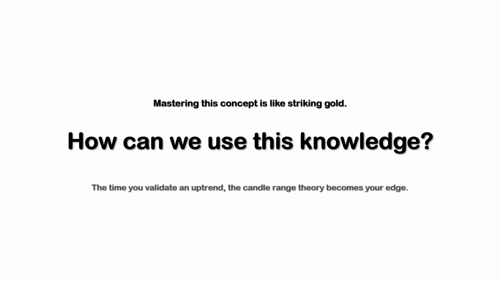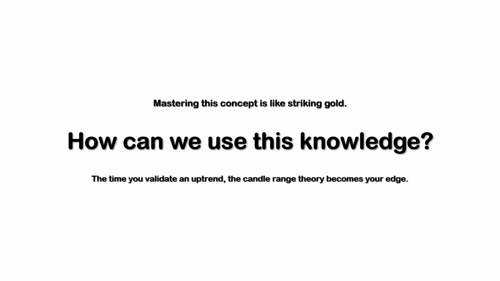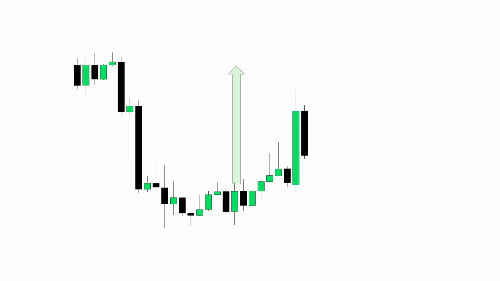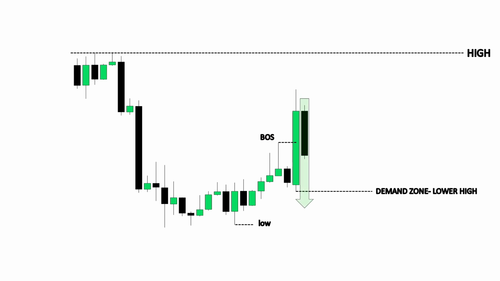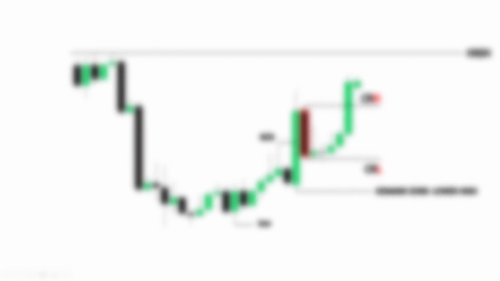The time you validate an uptrend, the candle range theory becomes your edge. Here's the idea. Imagine the market is in an uptrend which is confirmed by this break of structure, and we anticipate it's targeting this high. Until we have confirmed a closed candle below this level and we consider this move just a pullback, we expect the price is likely trading through this area on its way to reaching the high, which makes this bearish candle range a prime trade opportunity. So here we have accumulated short orders, manipulation, and opportunity to go long.